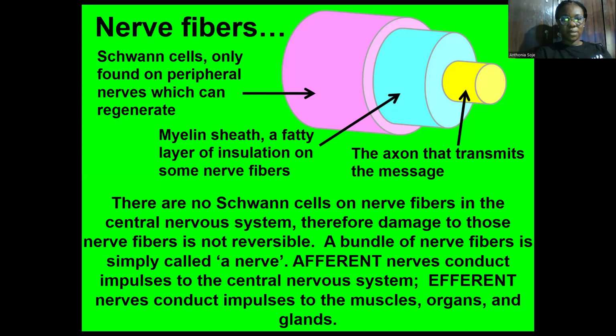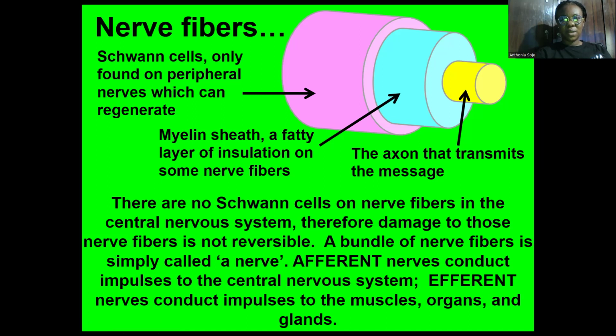Now, the nerve fibers, this is a picture of a nerve fiber, and if you want to view the layers in which they are sheathed, you have the Schwann cells, which are only found on peripheral nerves and which can regenerate. Then you have the myelin sheath. It's a fatty insulation on some nerve cells, not all. Then you have the axon. This is what will ultimately transmit the message. But Schwann cells are found on peripheral nerves. So there are no Schwann cells on the nerve fibers in the central nervous system.